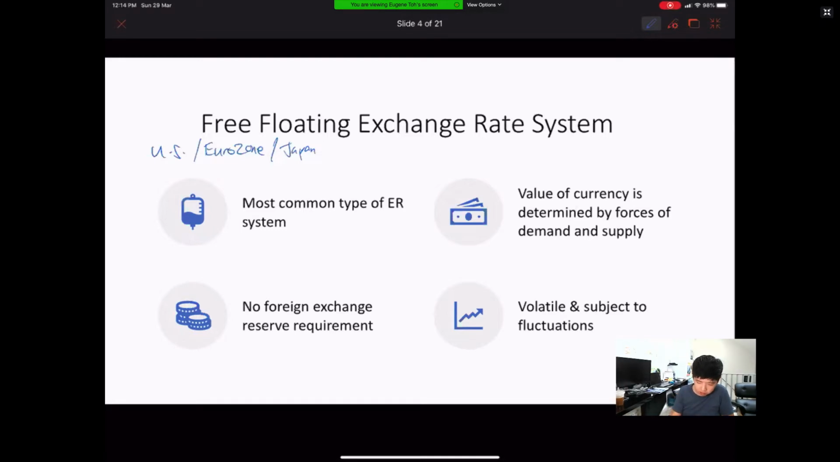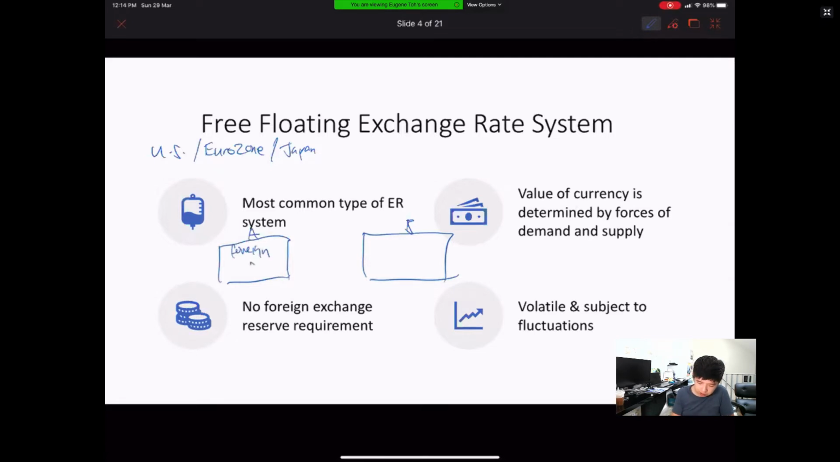So my drawing is not very good. This is piggy bank A, and then this is piggy bank B. I know they don't look like piggy banks, but okay. So piggy bank A is your foreign exchange reserves.